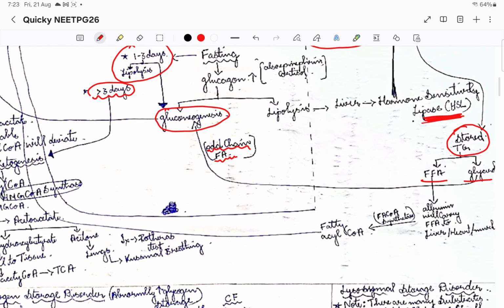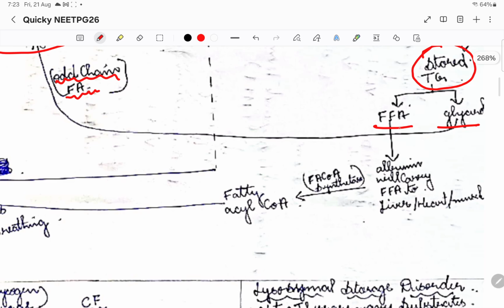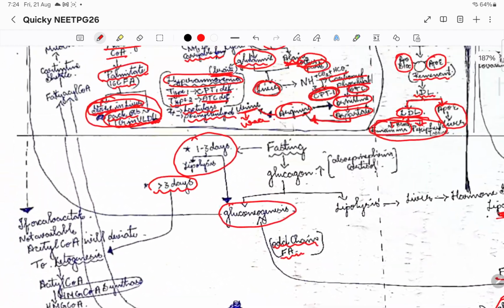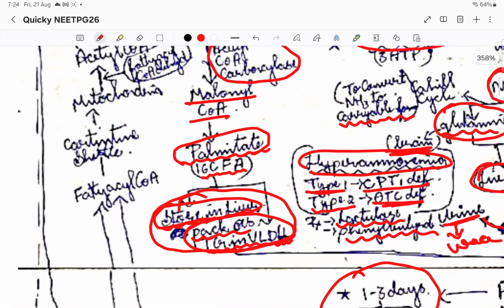So then coming to free fatty acids, this also can produce energy. How can it produce energy? So free fatty acids from the liver or wherever it was stored will be carried by albumin to liver, heart and muscles. After carrying this to liver, heart and muscle, fatty acyl CoA synthetase will convert it into fatty acyl CoA. This fatty acyl CoA will go to the cytoplasm, and from there, to convert it into energy, it has to go inside mitochondria.